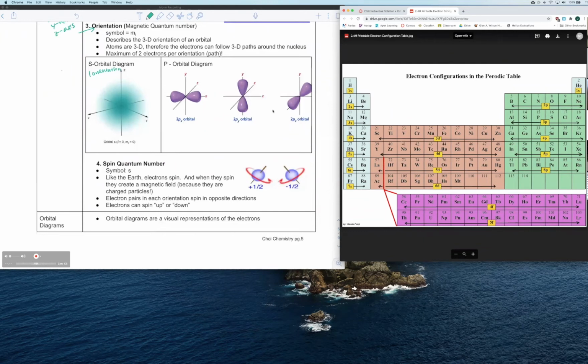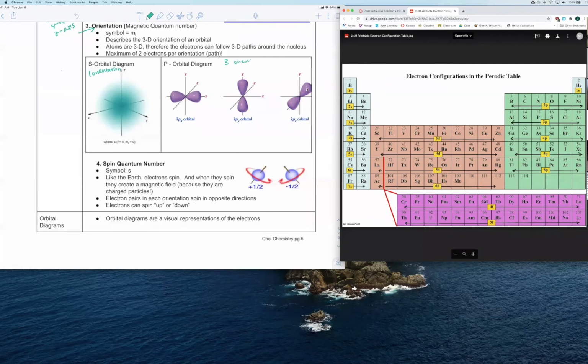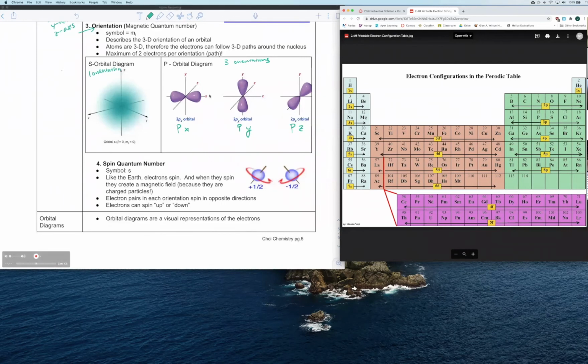When you get to a p orbital, however, since they're dumbbell shaped, they can lie along one of the axes. So this is the 2px orbital, which lies on the x-axis. This 2p orbital lies on the y-axis, and this orbital lies on the z-axis. So for your p orbitals, you can have three different orientations. So you can have x, y, and z. So px, py, pz. So three different ways that your p orbital can lie.